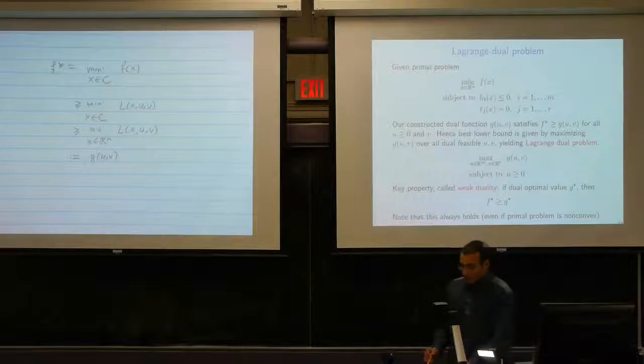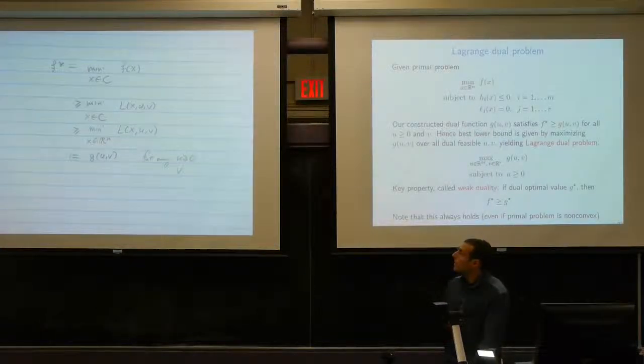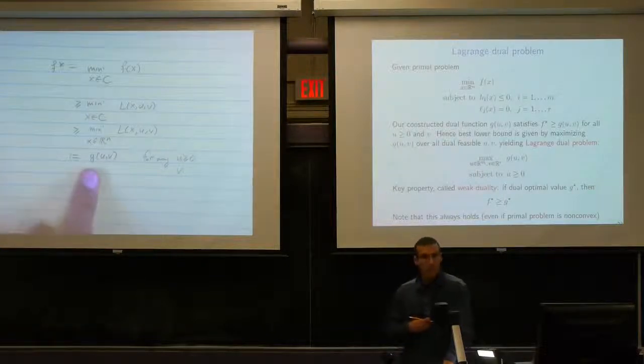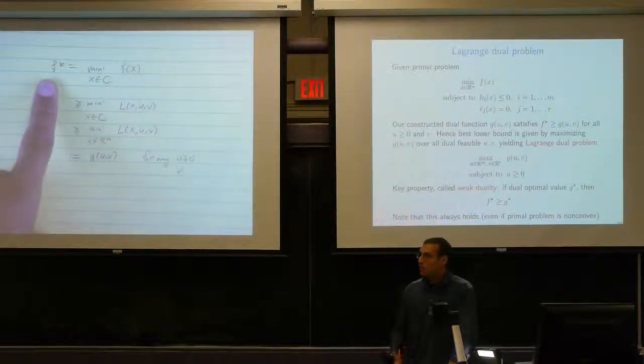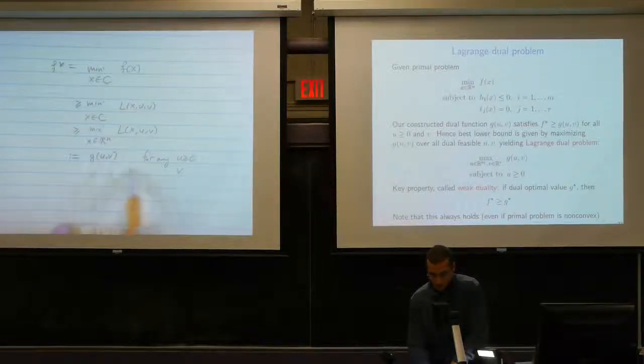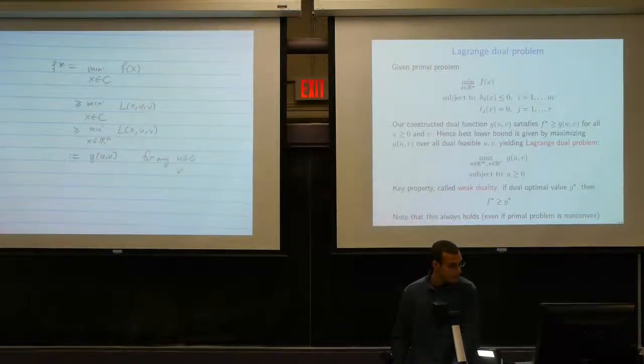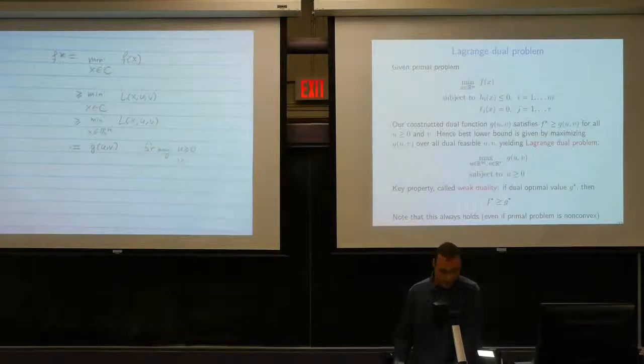So we have this constructed lower bound, right? This is true for any u that's bigger than or equal to 0 and for any v. And now to get the tightest lower bound possible on the optimal value of our criterion for the primal, we'll maximize this function over all such u and v. Right? That makes sense because this holds for all such u and v, so maximizing this function over u and v is going to give us the best lower bound. So that's called the Lagrange dual problem.